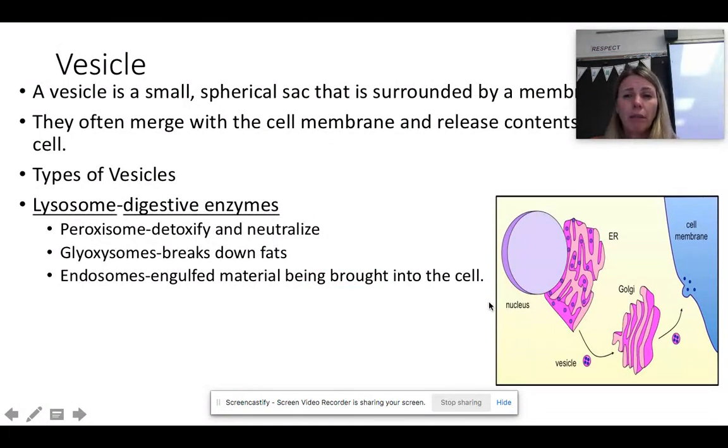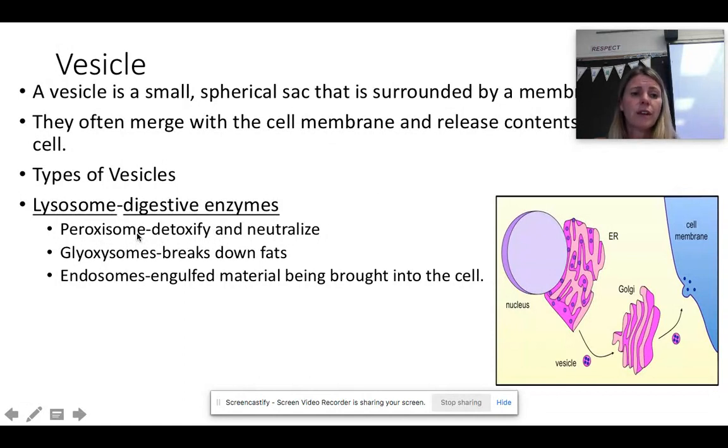Vesicles are complex. They can be small, they can be large, but either way, they're going to merge with the outside of the membrane. So here you have the nucleus and the ER, and this is where the ribosomes are going to manufacture proteins. Here you can see the vesicle going to the Golgi body. It's going to be modified, and then it's going to be sent out to the cell membrane and then released. So there's different types of vesicles.